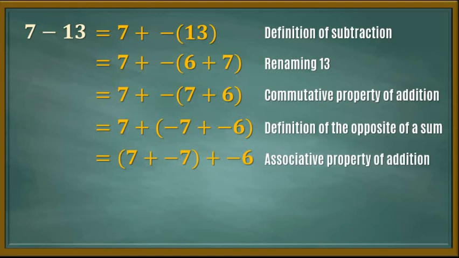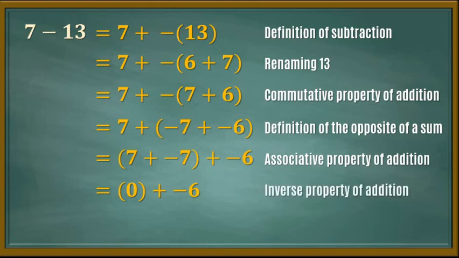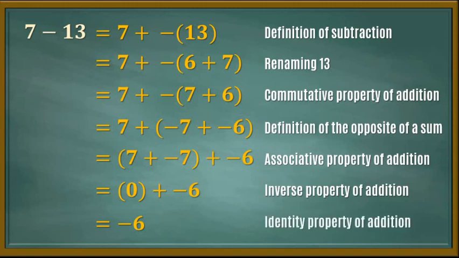Recall from previous lessons that opposites can be referred to as a zero pair because they sum up to 0. Zero pairs, or as we now refer to them, additive inverses, yield a sum of 0 according to the inverse property of addition. Finally, we know that a number increased by 0 yields the same number. This is what the identity property of addition guarantees.